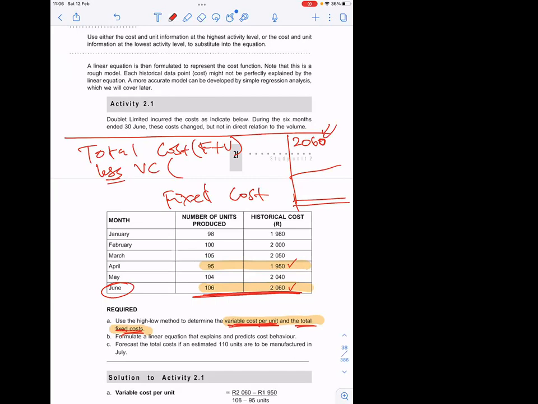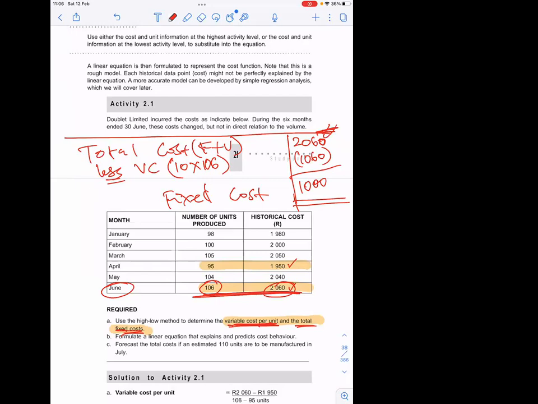Right. So now my variable cost per unit, good people, is 10 Rand. How many units were manufactured? It's 106. So the variable cost included there amounts to 10 times 106, which is 1060. If I separate my variable cost from my total, I get the fixed cost. So that is the application of logic, nothing to cram there.